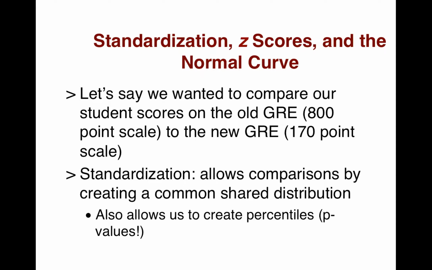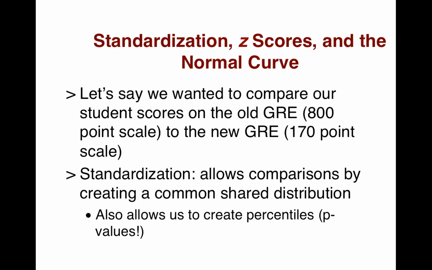So we are working on looking at our master's applications for graduate school, and sometimes what will happen is we'll get people who have scores on the old GRE system, which is an 800-point scale, and then a lot of scores on the new GRE system, which is a 170-point scale. They are totally different things, and they're not comparable really if you just look at them.